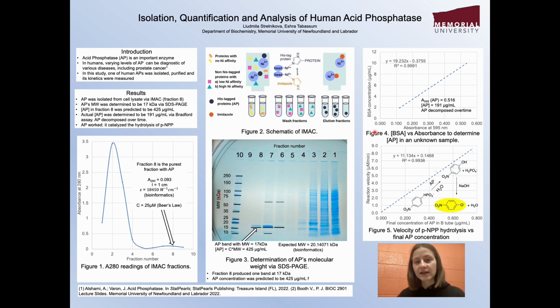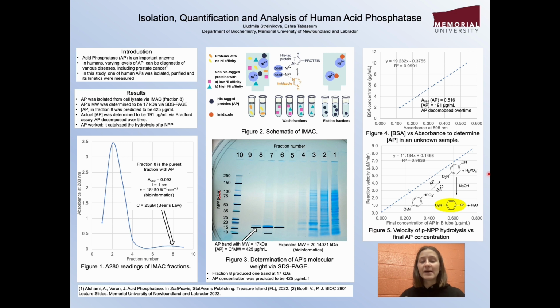So from this calibration plot of BSA, which is a similar protein to AP, we could determine that the concentration of our enzyme of interest was actually 191 micrograms per milliliter, which is significantly lower than what we were expecting. And our main source of error, we believe, is the fact that AP decomposes over time.